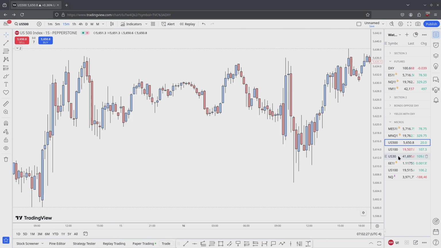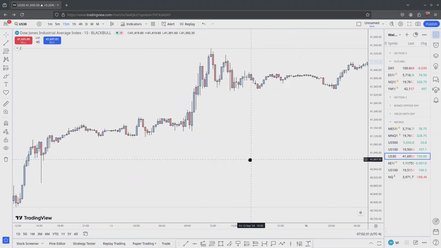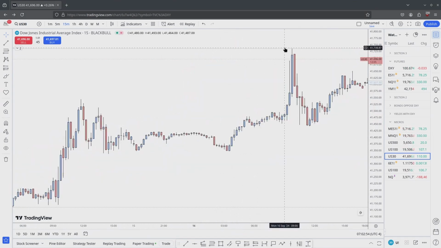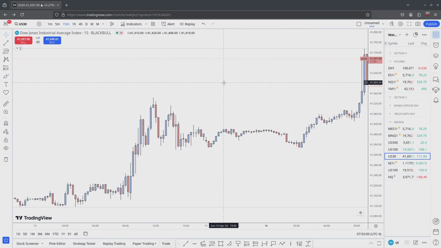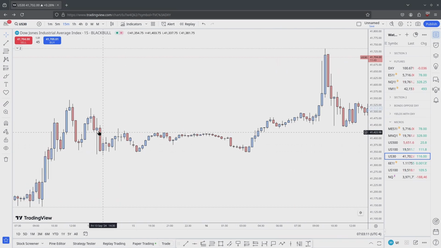if you take a look at the Dow, just ended up rallying right through everything in Dow. So this was trading against the rest of the indices at the time of that setup.